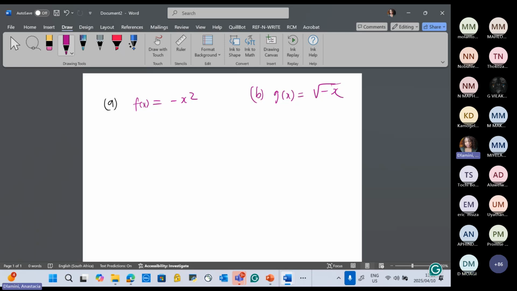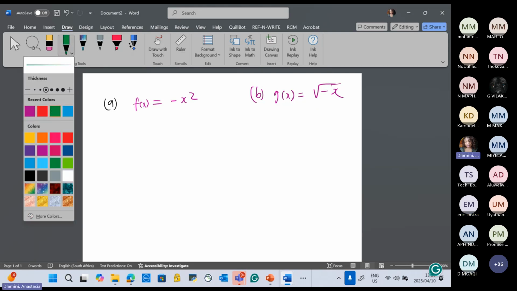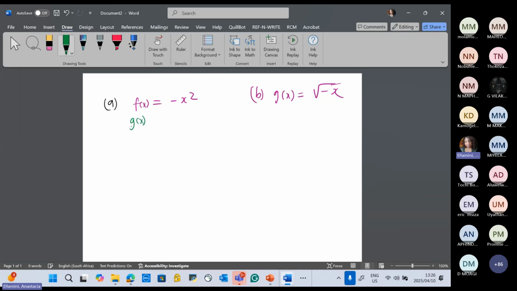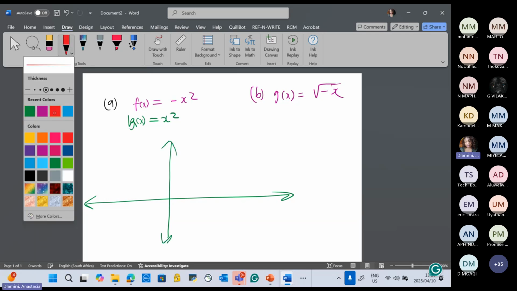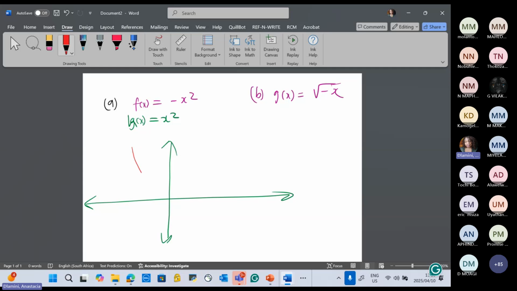Yes. Thank you. So what is the parent function of f of x? X squared. Thank you. Let's call it h of x, which is x squared. Now you go and draw the parent function first. So this is the parent function. Do you see that? Yes.